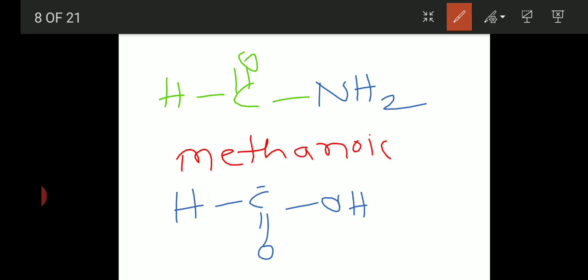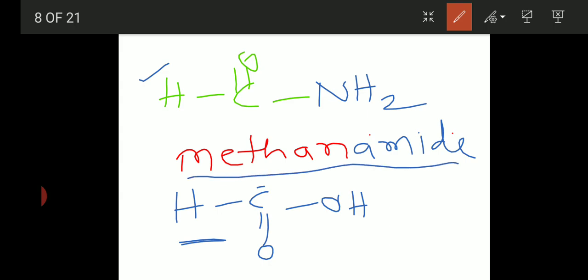Methanoic acid. So in place of oic acid we write amide. If NH2 is substituted, then we write methanamide. Its parental acid is methanoic acid, that's why its name becomes methanamide. Simply one carbon, methan and amide. Like that also we can write.